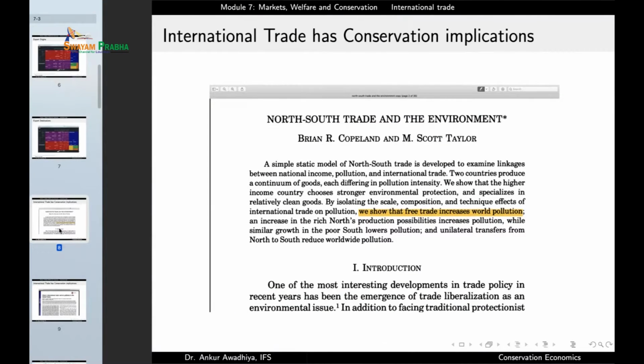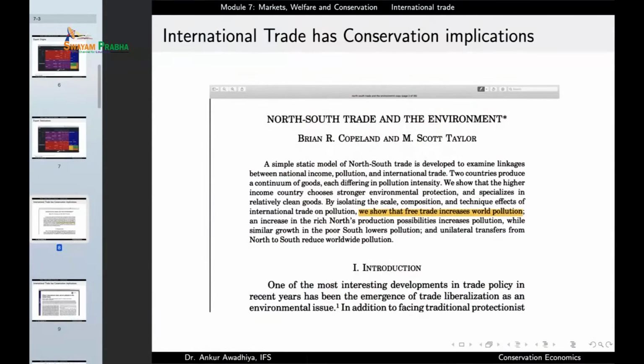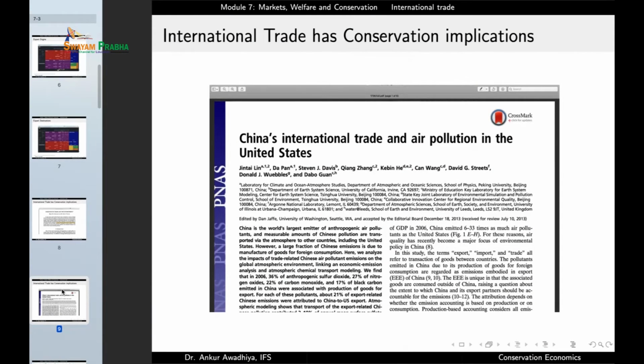And this large volume of trade is now having implications for conservation. Of late, we have been becoming more and more aware of these conservation implications, as shown by these articles. We see that free trade increases world pollution. So, the more free trade, the more world pollution. There are a number of externalities involved, such as China's international trade and air pollution in the United States.